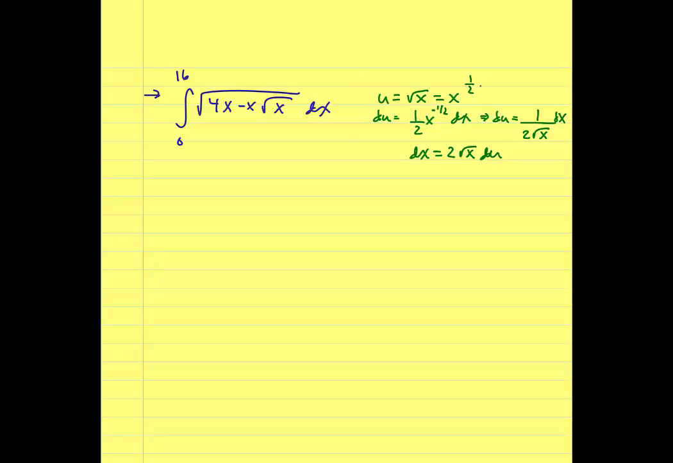Let's also change my limits of integration. If x equals 16, that would imply u is the square root of 16, or 4. And over here, if x is 0, that would imply the square root of 0 is 0. So let's go ahead and see what we have. I'm going to put u equals on here because we're going to have another substitution. I'm almost sure of it, but let's see where we end up.